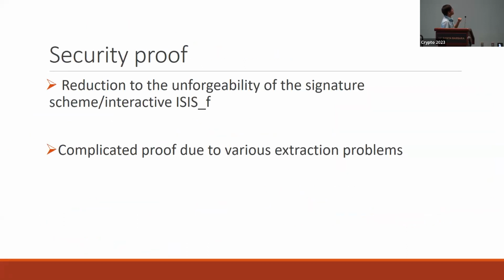Maybe one very brief word about the security proof. We reduced unforgeability of the anonymous credential to unforgeability of the signature scheme, which I also call the interactive ISSF, which was also mentioned in the previous slide. And the proof is complicated because of various extraction difficulties, but we will skip that for the purposes of this talk.